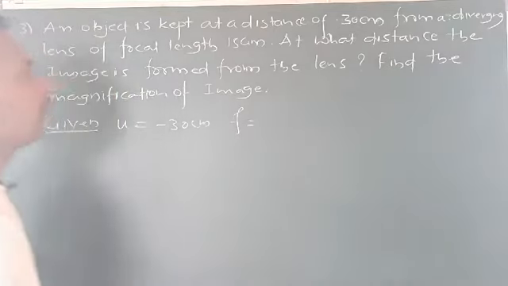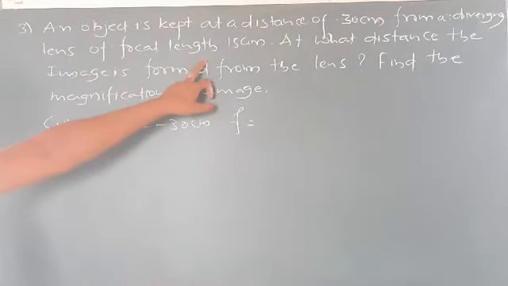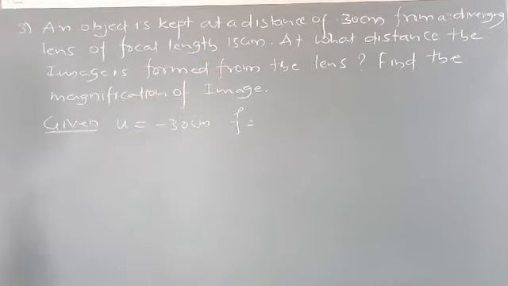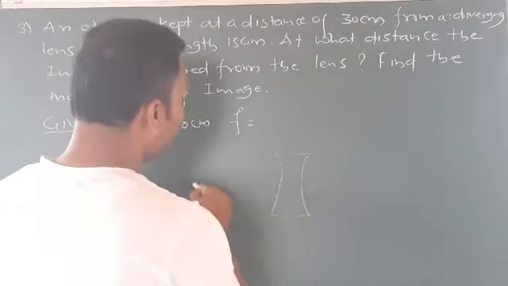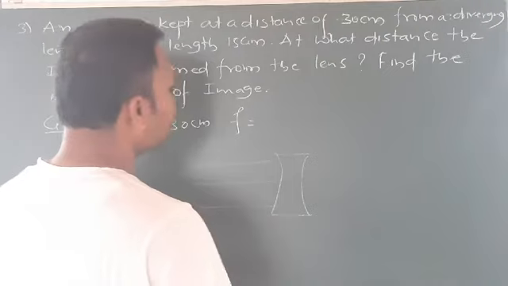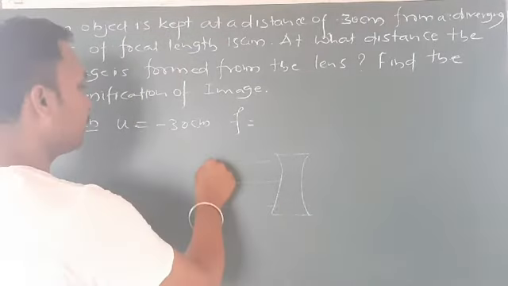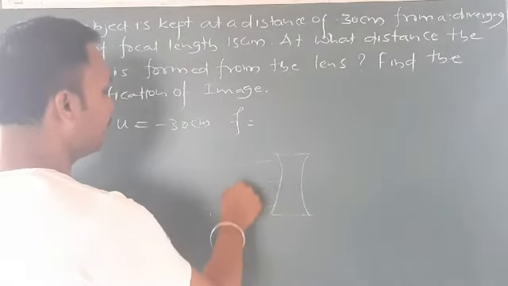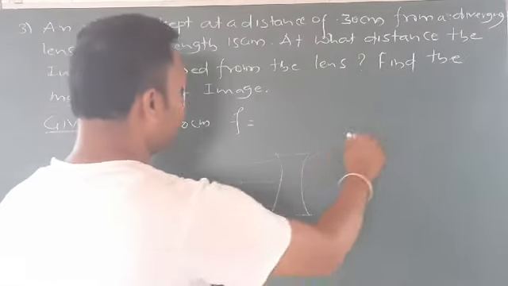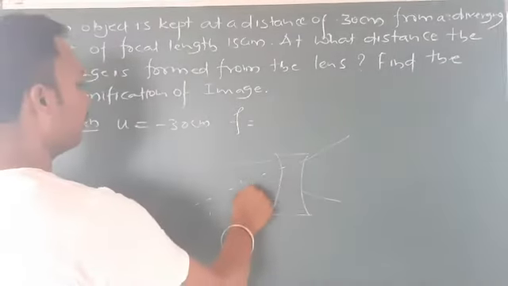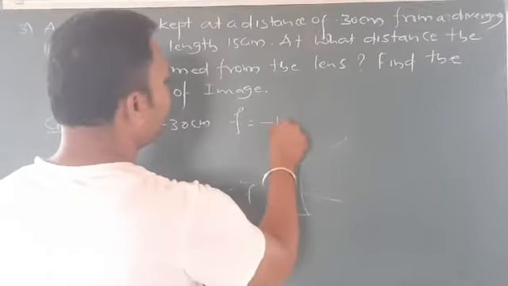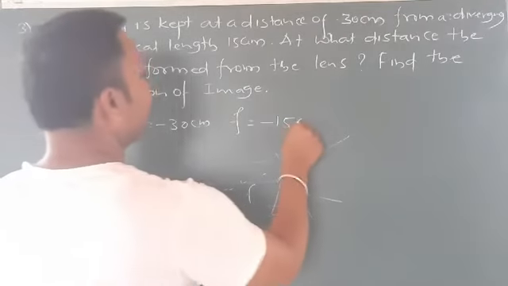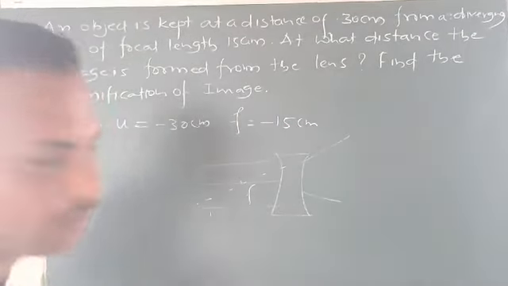Okay, so the focal length is what here? 15 centimeter. Now you can see whether this is a positive or negative focal length, as I told. If you have a concave lens, the image will always be formed on the same side of the object, and the focal length is also negative because it diverges. So f is equal to minus 15 centimeter.